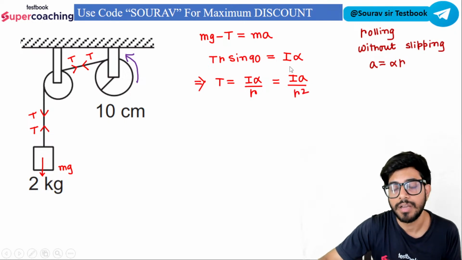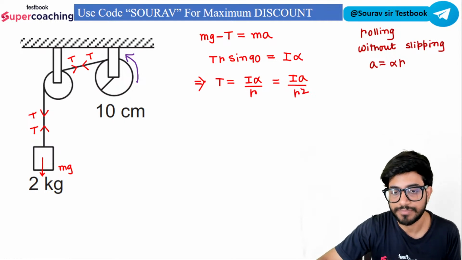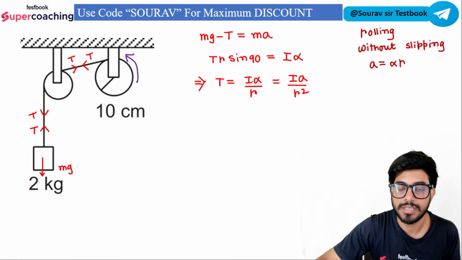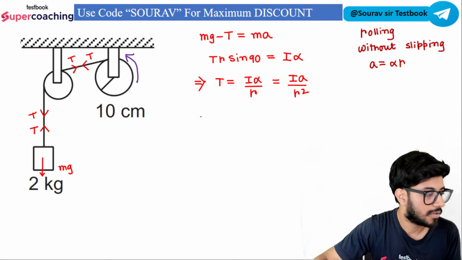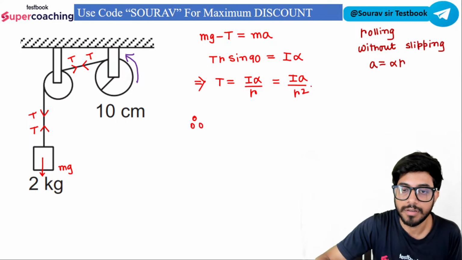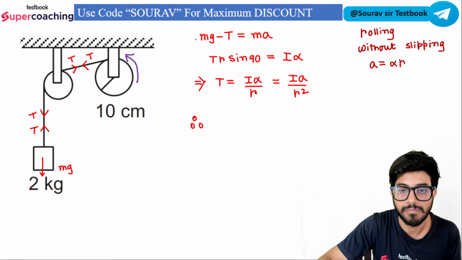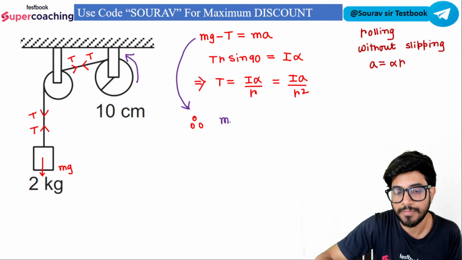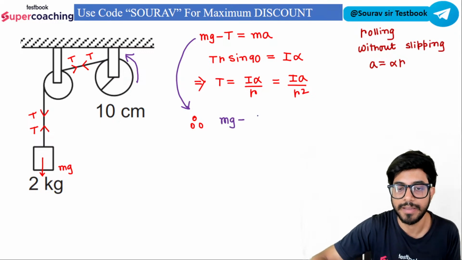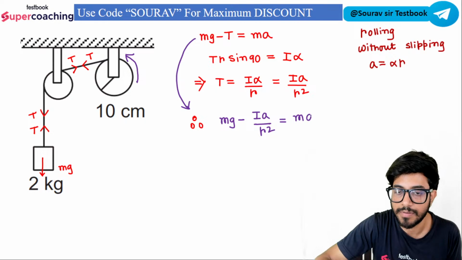So this is your I a by R square. Just T is your I a by R square, put it here. You just need to find out the acceleration, right? Therefore, just put this over here. This equation will now become mg minus T equals I a by R square, which is equal to mass into acceleration.